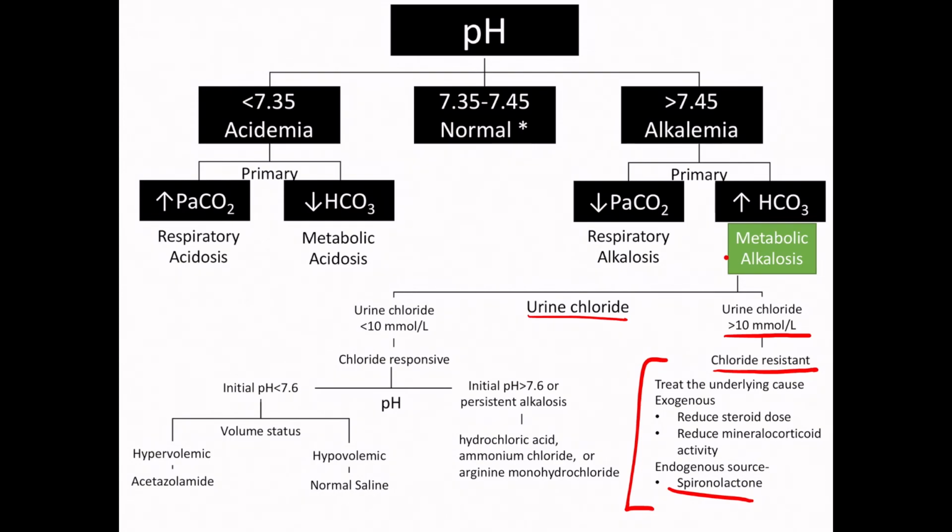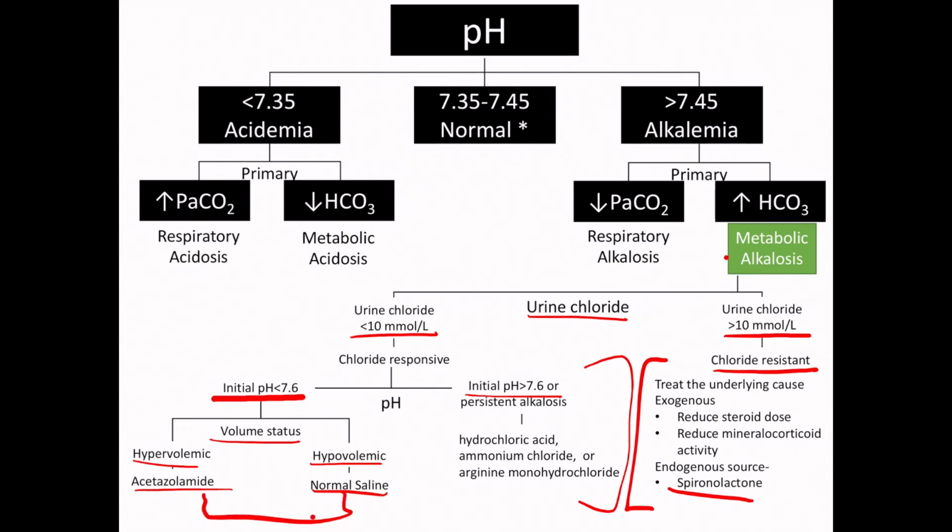Versus, if you guys see that you have a urine chloride of less than 10, this is chloride responsive. If their pH initially is less than 7.6, you just look at their volume status. If they're hypervolemic, give them acetazolamide. If they're hypovolemic, give them normal saline. If they have an initial pH of greater than 7.5, or if we try these things and they don't work, then that's whenever you want to give them an acid such as hydrochloric acid.